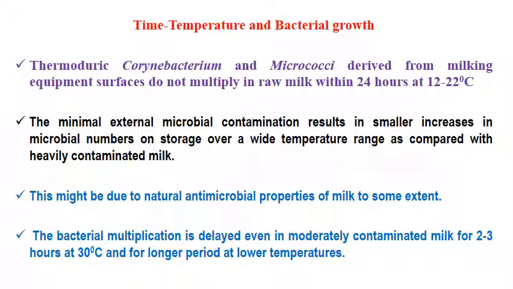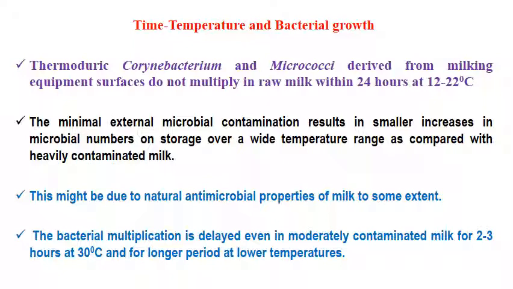Here is some more observation about the time, temperature and bacterial growth. Thermoduric Corynebacterium and micrococci derived from milking equipment do not multiply in raw milk within 24 hours at 12 to 22 degrees Celsius. So these two organisms are spoilage organisms, but they cannot grow at 12 to 20 degrees Celsius within 24 hours because they are thermoduric.